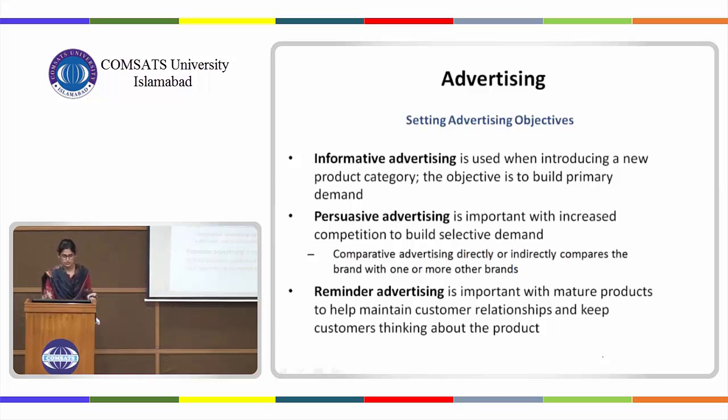I'm talking about the second advertising objective, which is persuasive advertising. Persuasive advertising is important with increased competition to build selective demand. So it is actually secondary demand creation, whereby you want to create demand for a particular brand. So people know that milk consumption is important. They want to buy milk. What different options do you have, right?